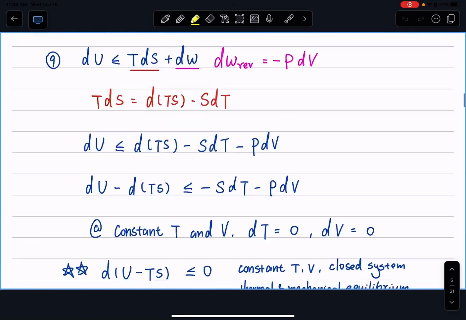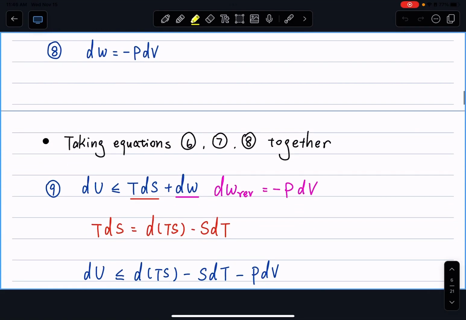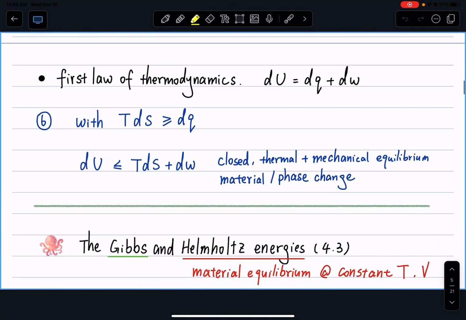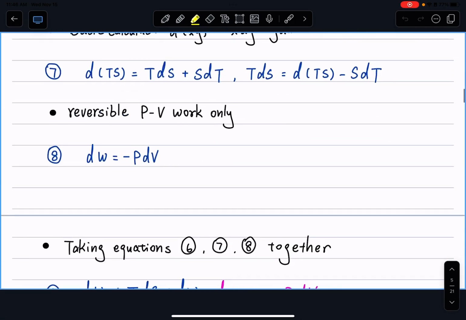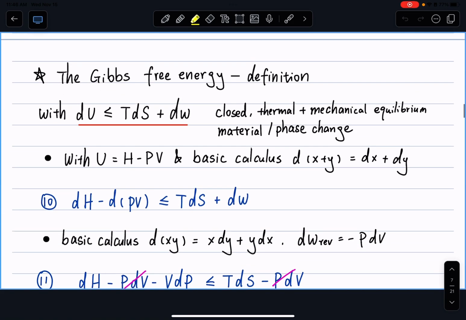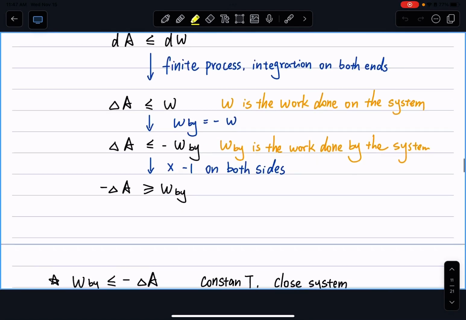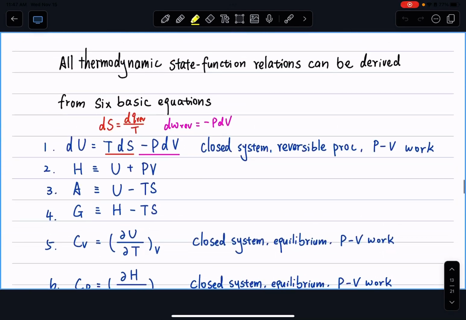And then we start introducing the concept of Helmholtz free energy A and also Gibbs free energy G: their definitions, how to use them, what exactly they mean, and what their physical meanings are. So raise your hand if you want me to spend more time on Gibbs free energy or Helmholtz free energy. Okay. And then at the end, we have our thermodynamic relationships in this chapter.